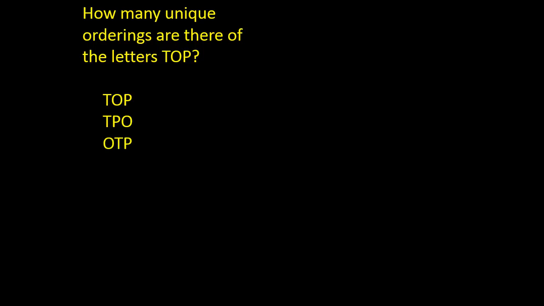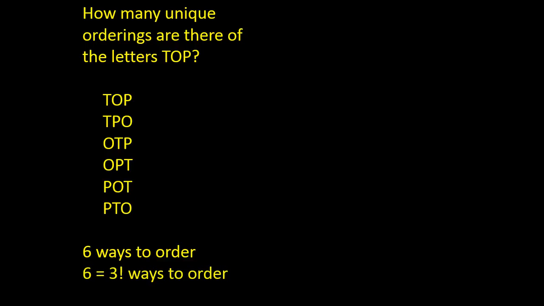T-O-P, T-P-O, O-T-P, O-P-T, P-O-T, and P-T-O. So sure enough, there's our 6 orderings, 6 unique orderings. Those are all different words. Now remember, we can also find these orderings using factorials. So if we think about ordering 3 letters, there's 3 factorial or 6 ways to order these 3 letters.